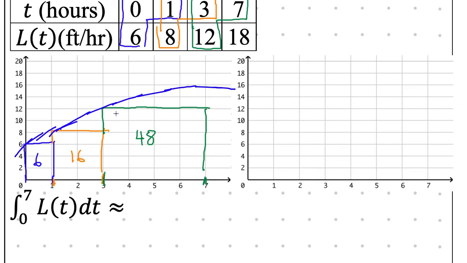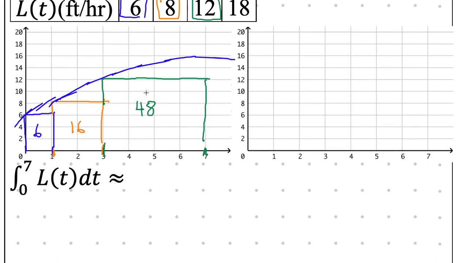If that was my true function and this was only approximating the area under the curve, we should add all these together. What is 6 plus 16 plus 48? We actually have to answer the question. 16 plus 6 is 22, and 22 plus 48 is 70. Because the 2 and the 8 make a 0. Yes, 70.